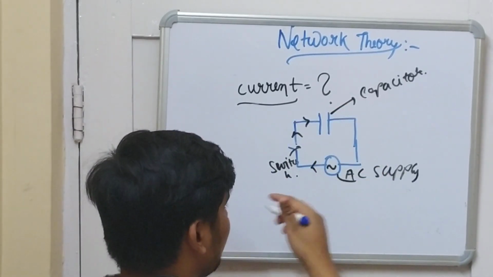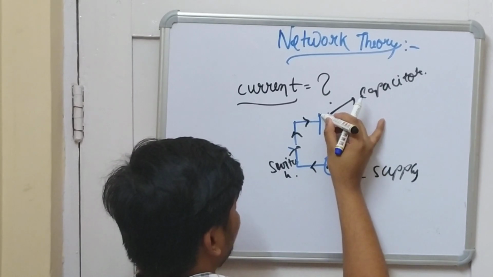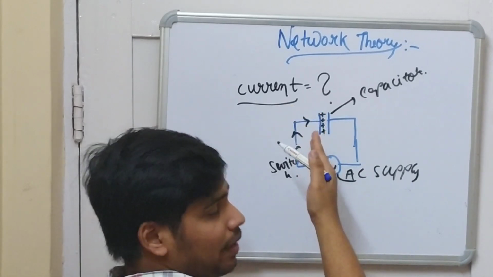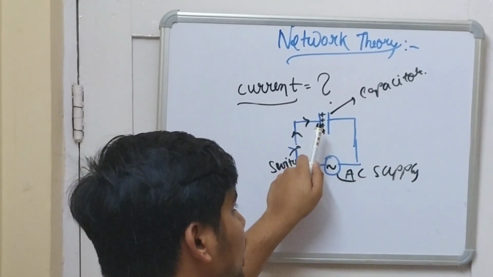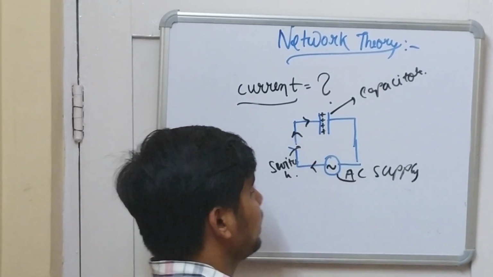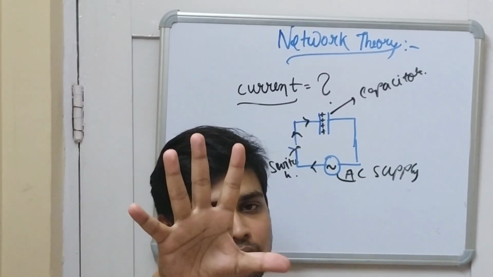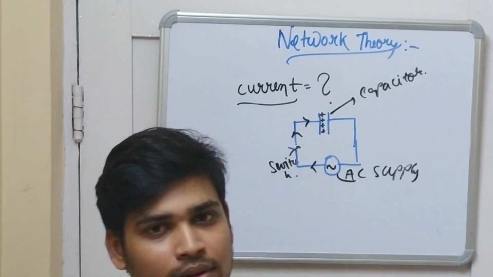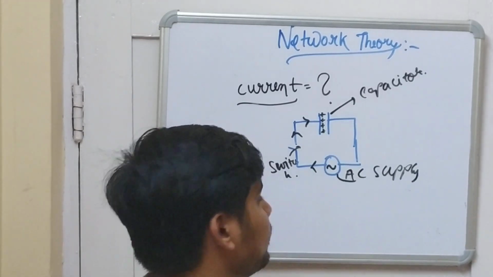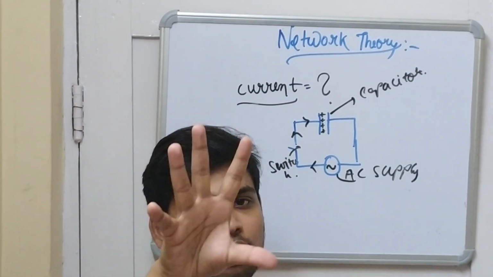And in the positive half cycle, positive charges will store in this plate. This is one plate of a capacitor. As this is AC supply, with time, these charges will increase, and in the negative half cycle will decrease. So it's a kind of change of charge with time in this plate. In the positive half cycle it will go on increasing, in the negative half cycle it will go on decreasing.